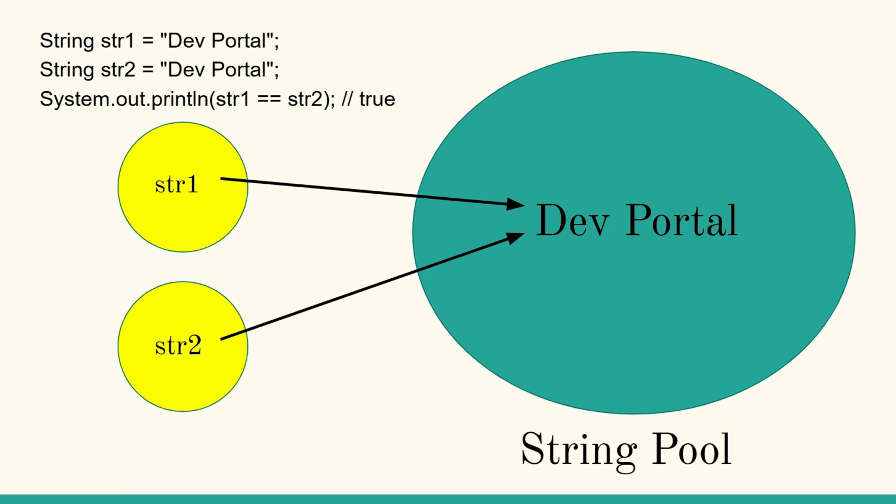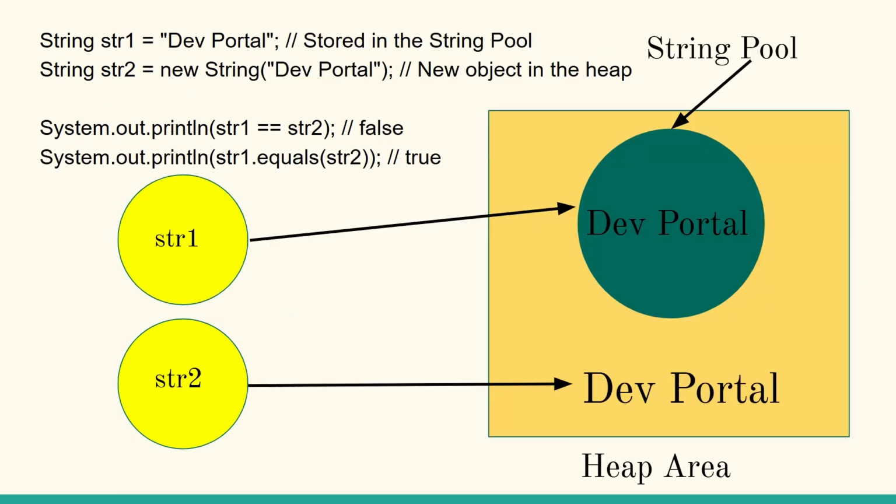If we talk about the creation of a string using the new keyword, then when we use the new keyword, Java creates a new object in the heap every time, even if the same string already exists in the string pool. Let me show you the code.